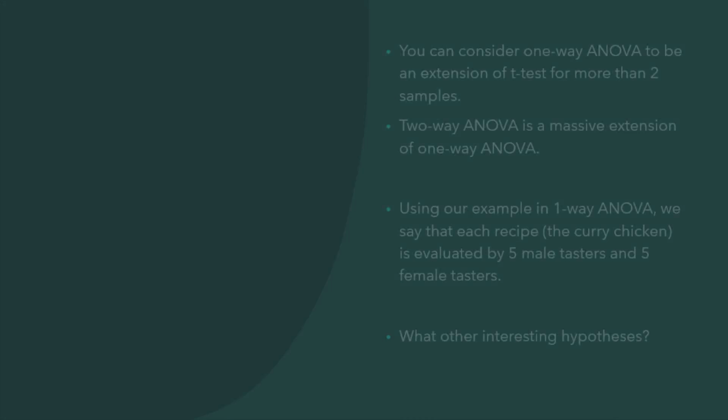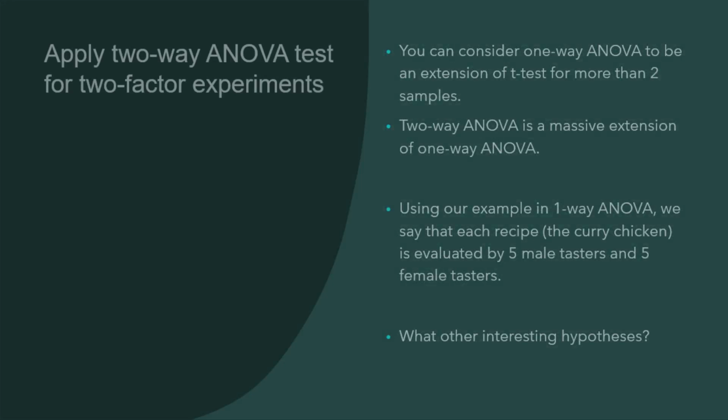You can consider one-way ANOVA to be an extension of the t-test for more than 2 samples. That is all that is. However, two-way ANOVA is where the interesting part begins. You can consider two-way ANOVA as a massive extension to one-way ANOVA, so massive that we classify two-way ANOVA, three-way ANOVA, and so on, as n-way ANOVA, as opposed to one-way ANOVA.